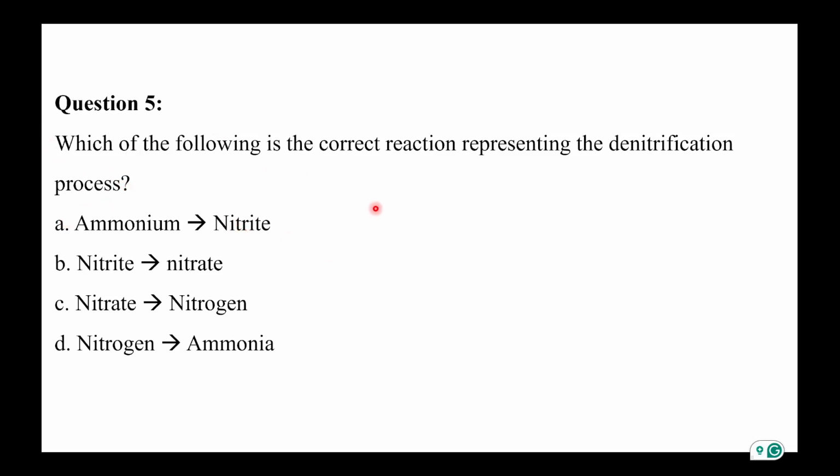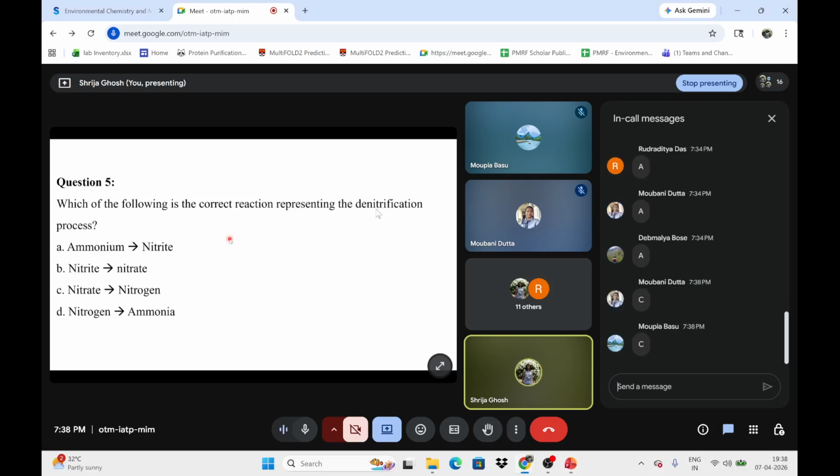Option A, ammonia to nitrite. Option B, nitrite to nitrate. Option C, nitrate to nitrogen. Option D, nitrogen to ammonia. Which is the denitrification process among these?